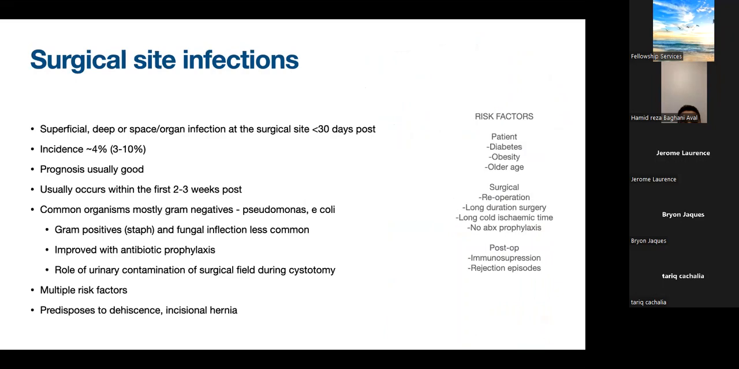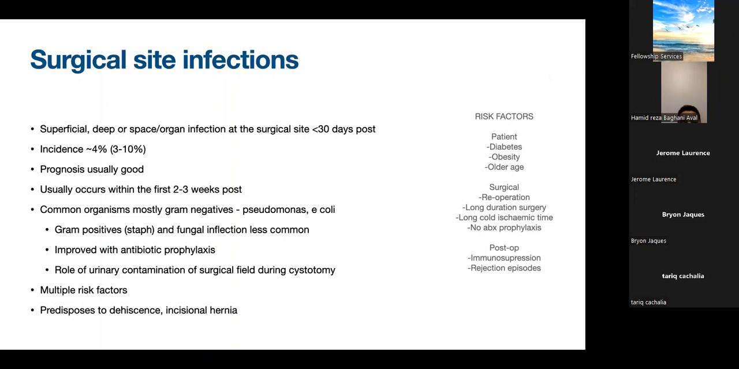Starting with surgical site infections, they're usually defined as occurring within 30 days post-operatively. The infections can be superficial, deep, or surrounding the transplanted organ. They have about a 4% incidence, and the prognosis with treatment such as antibiotics is usually quite good, and they tend to occur early after transplant. The most common organisms tend to be gram-negative organisms like Pseudomonas and E. coli, with gram-positives like staph or skin bugs and fungal infections less common.